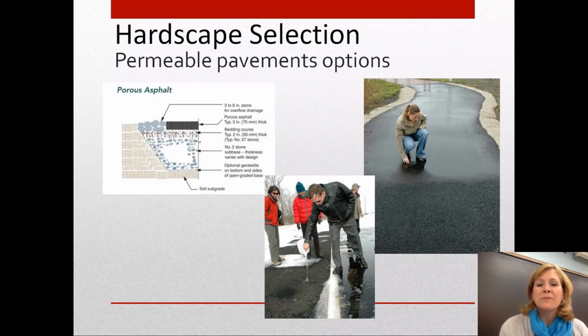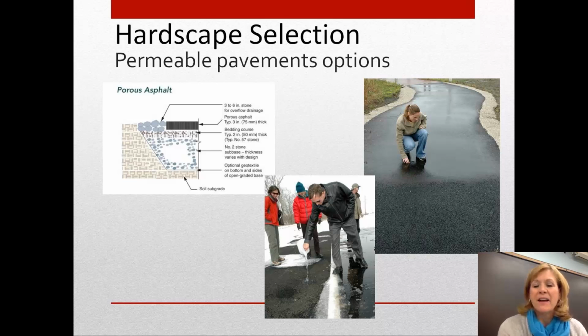Another permeable pavement option is porous asphalt. It also allows water to move down through the profile of the asphalt into the subbase and then ultimately into the soil. You can see the picture on the top right with the woman who's kneeling down. The area behind her is traditional asphalt, and you can see that there's water sitting on top of it. The asphalt to the front of her is the porous asphalt, and the water has percolated down through the asphalt itself. And then the picture on the bottom also shows where the gentleman is pouring the water. That's the porous asphalt. The water is moving down through it.